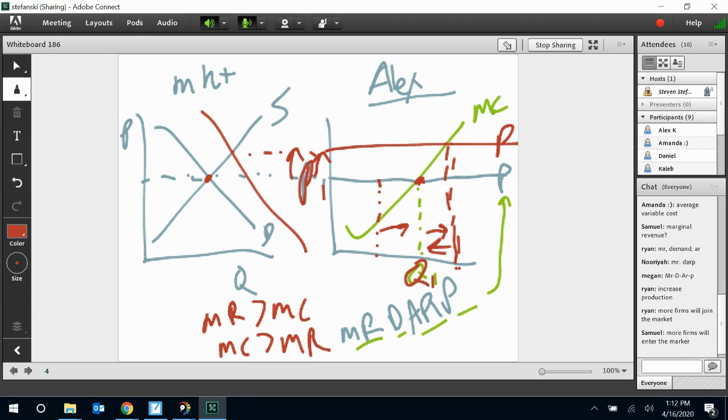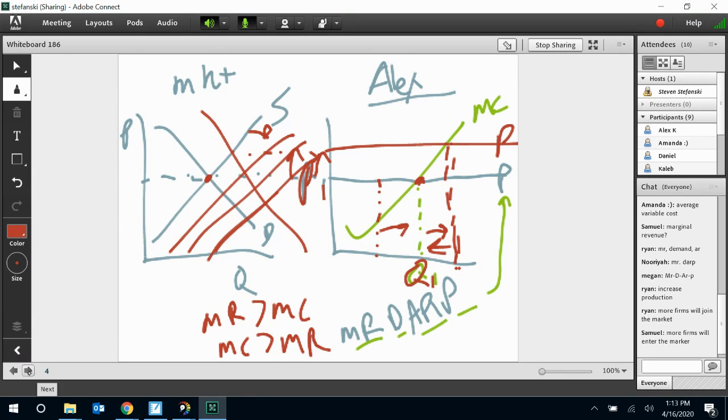Yeah, more firms will enter the market. Absolutely. More firms will enter the market. And as more firms enter the market, the market supply curve would shift to the right, which would then lower the price, right? Depends on how many firms keep adding. Okay. So more firms will enter the market.